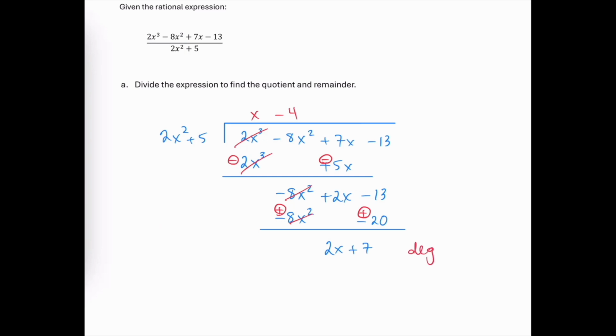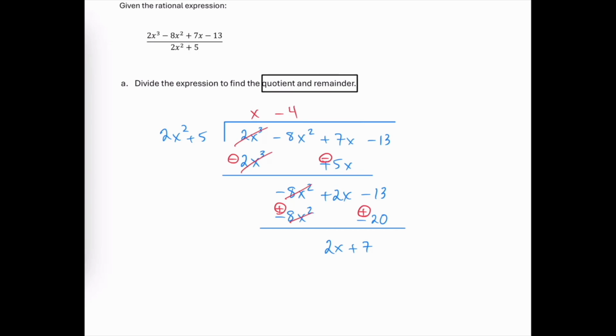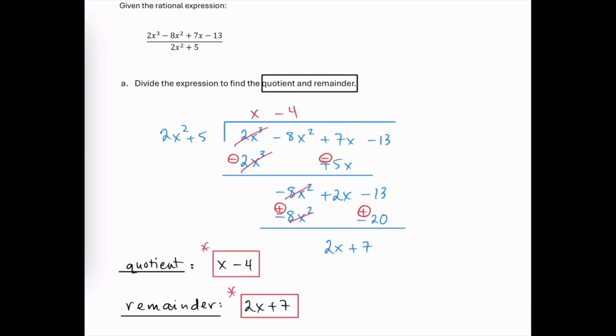Notice that the degree of this remainder down here is 1, because the highest power on the x term is 1. And the degree of the divisor was 2, because the highest power on the x term in the divisor is 2. So since the degree of the remainder is less than the degree of the divisor, it's time to stop and clearly identify the quotient and the remainder. The quotient is this expression up here, so x minus 4, and the remainder is this expression down here, so 2x plus 7. So this is the answer to part A.